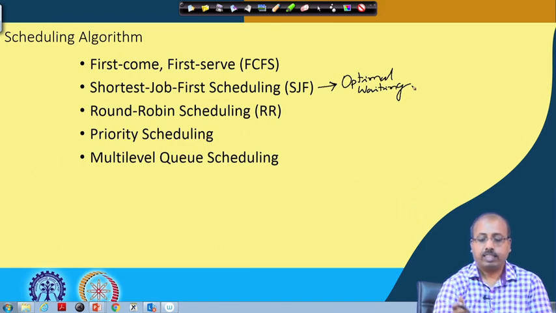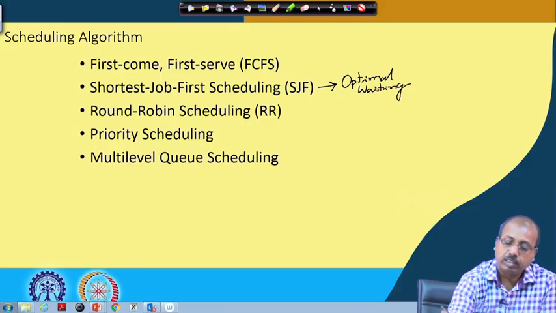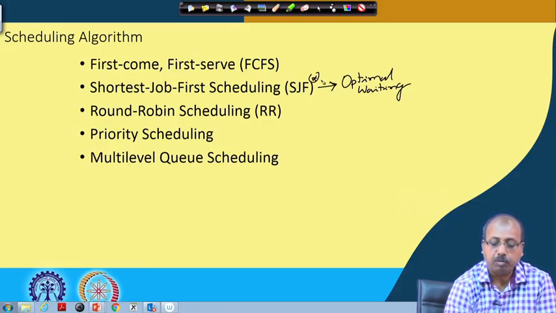We will see that in detail later. That is why this is a very important scheduling policy. Then there is round robin scheduling.